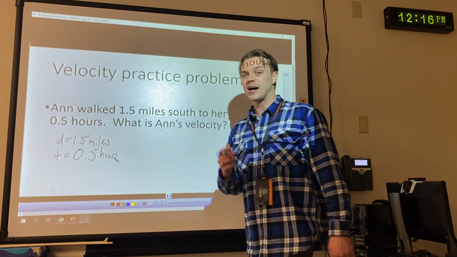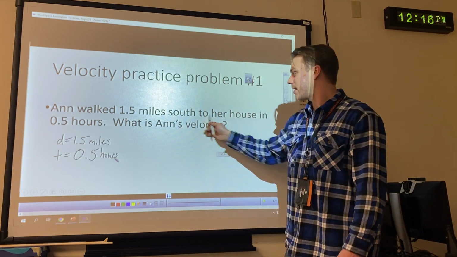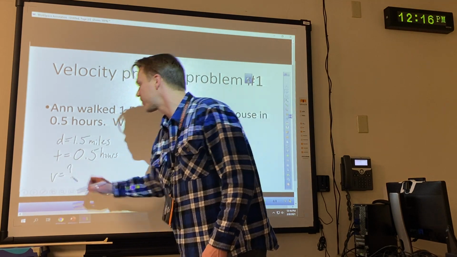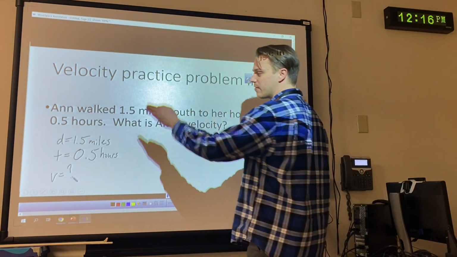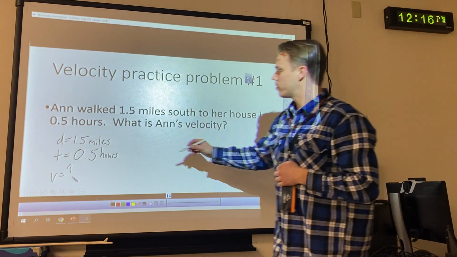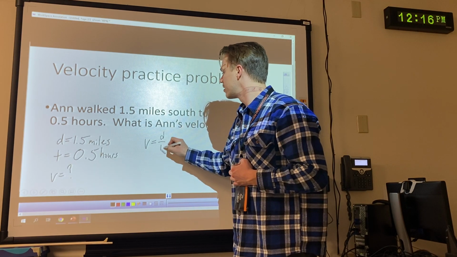And now finally, possibly the most important step is going to be, what is Anne's velocity? They're asking about velocity, so we don't know the velocity. Now I look, okay, I've got a V, I've got a T, I've got a D, right? I've got all these things. What's the formula that I'm going to use? V equals D over T.